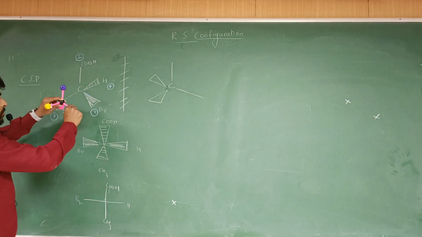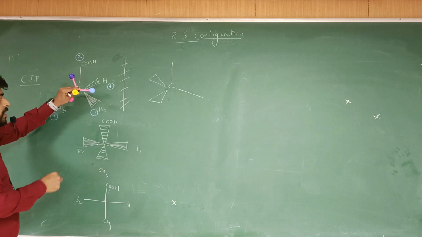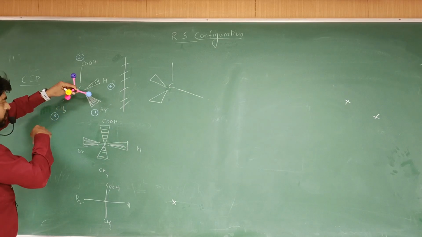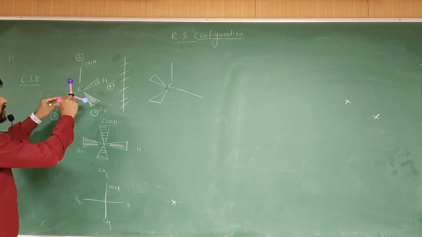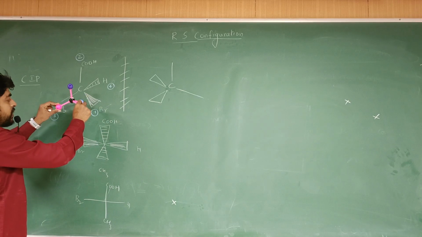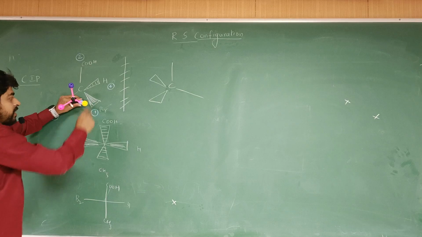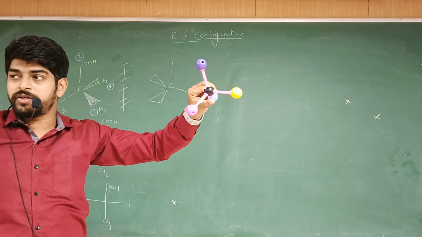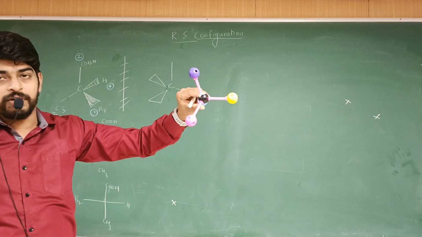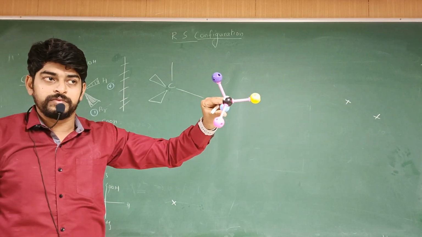Now, the priority groups are such that hydrogen is inside, bromine is outside, COOH above, CH3 here. Now, what I want to do is twist the molecule in such a way that the least priority group is perfectly directed away from you. Can you see it this way? Hydrogen is the least priority group. I am directing it perfectly away from you.